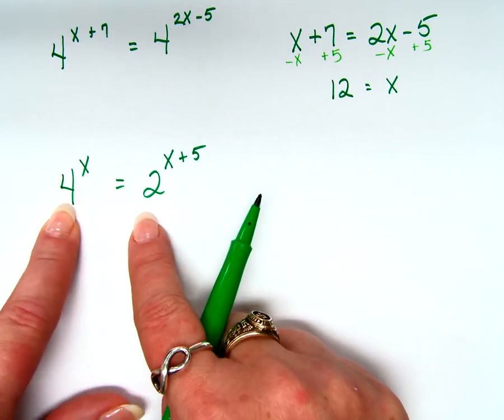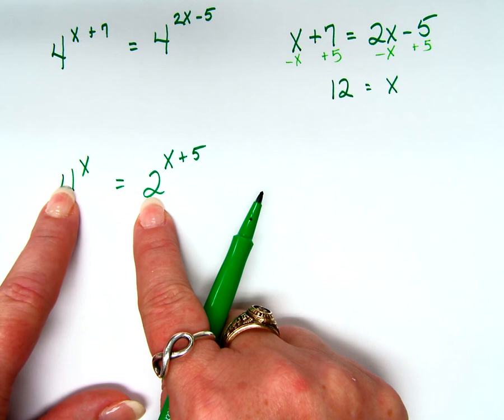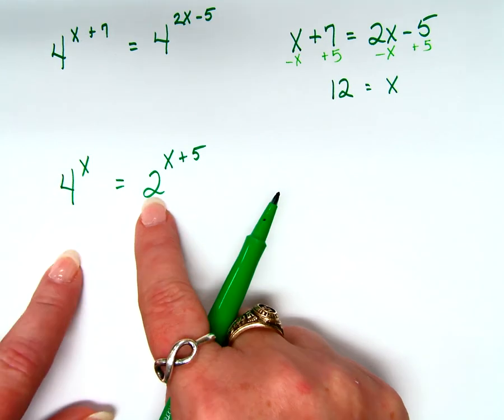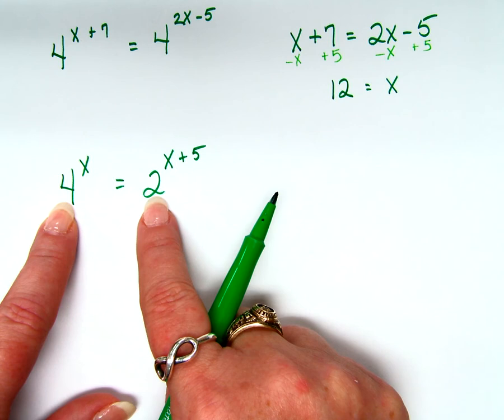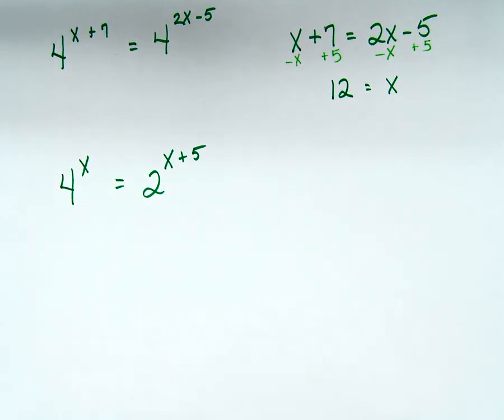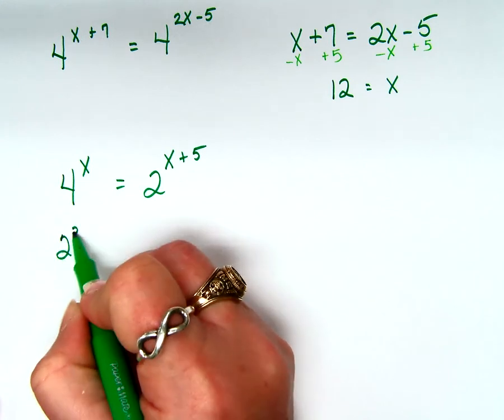If I wanted to write 4 as a base of 2, it would be 2 squared, right? If I wanted to write 2 as a base of 4, it would be 4 to the 1/2, okay? Do you want to deal with fractions or not? Not if we can help it, right? So what if we wrote this problem as 2 squared?